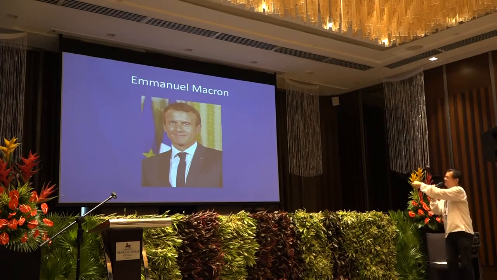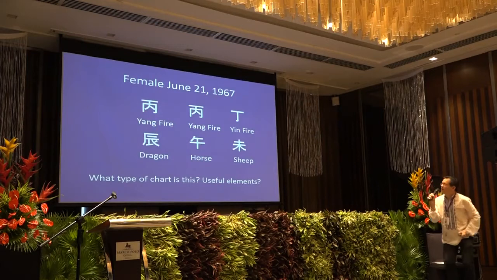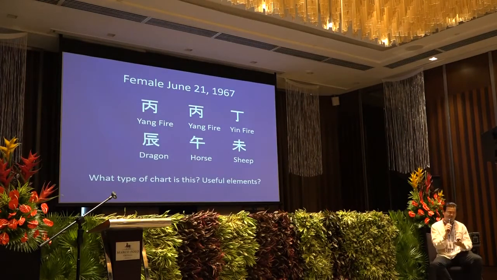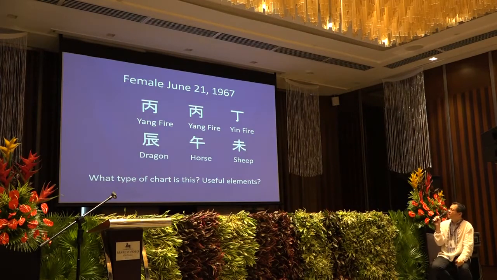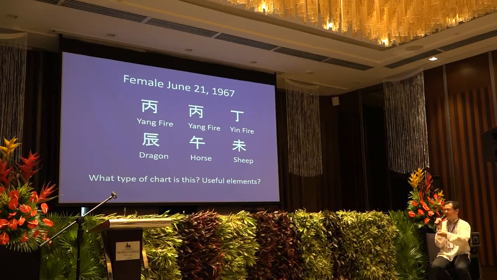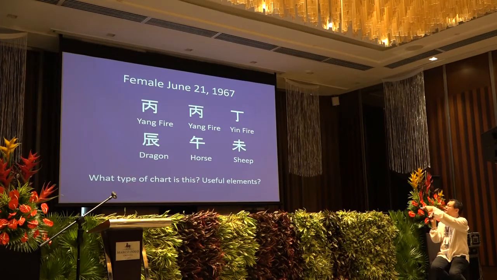Okay, last example. We have an Asian example. A woman who was born June 21, 1967. So Yang Fire Dragon Day, Yang Fire Horse Month, Yin Fire Sheep. So let's have a look. Like Emmanuel Macron, there are no combinations present.